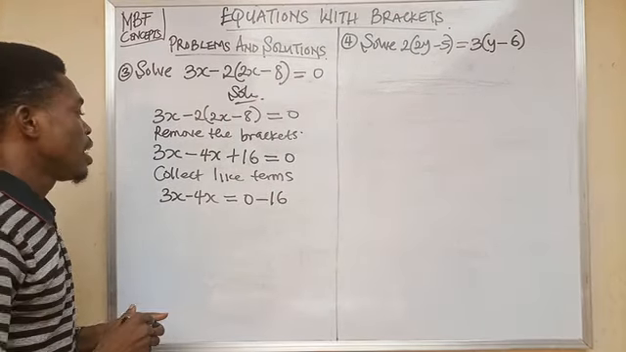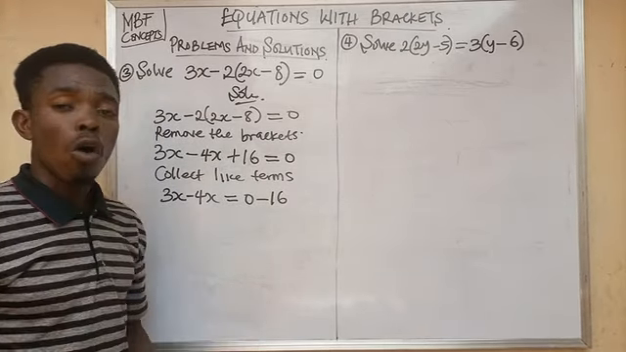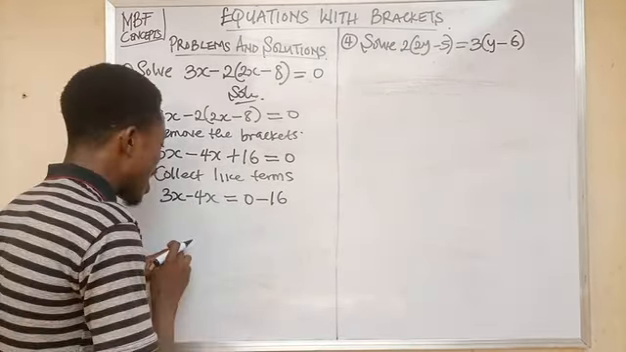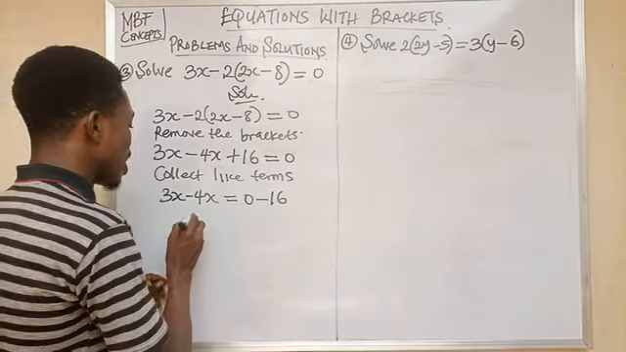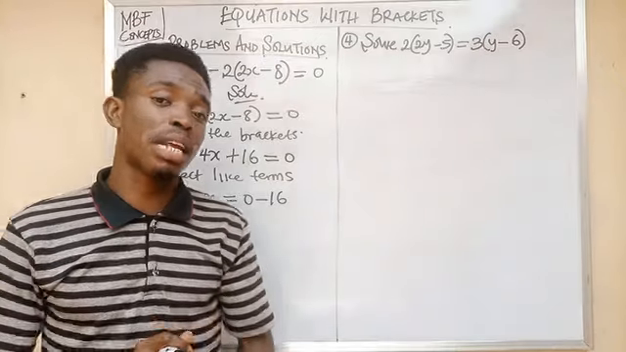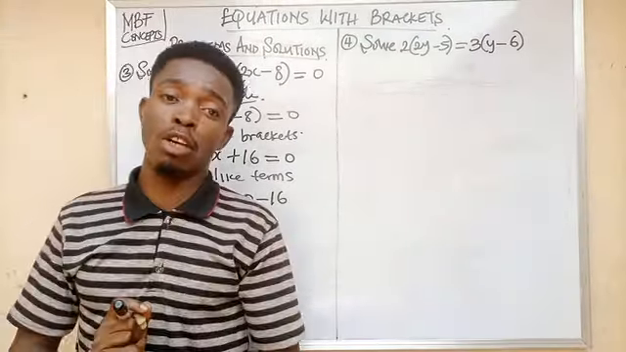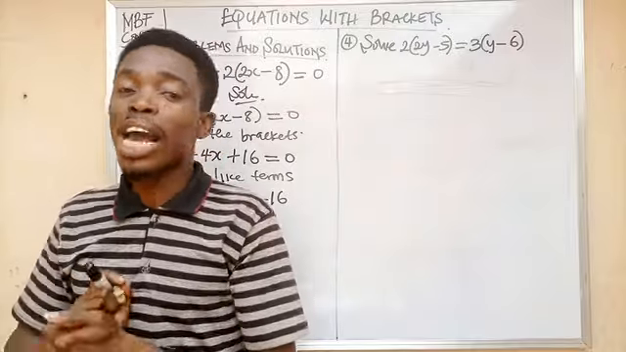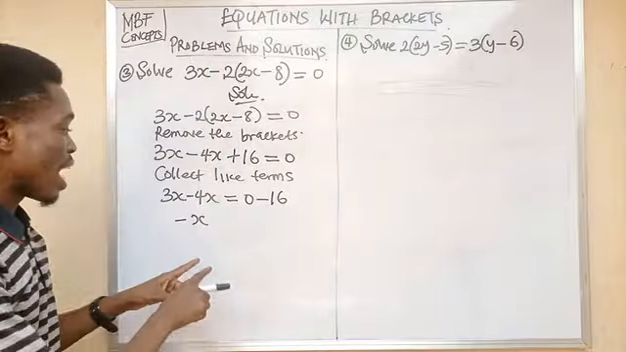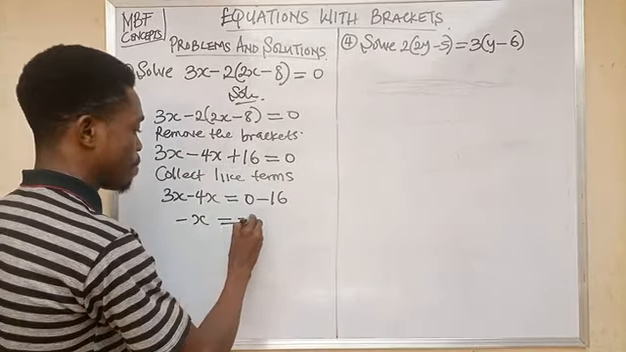Guys, it's as simple as this. Then the next thing we quickly do is that 3x minus 4x. Are we there? Yes. 3x minus 4x will give us minus x. Like I told us before, anytime you are removing a bigger number from a smaller number, you are going to have a negative outcome. So when we remove 4x from 3x, guys, we will have minus x. Then 0 minus 16, we have minus 16.